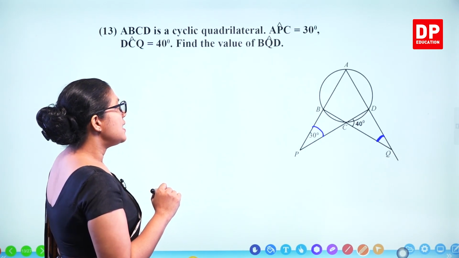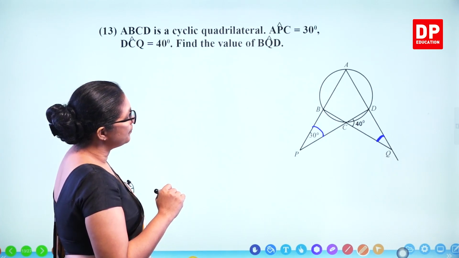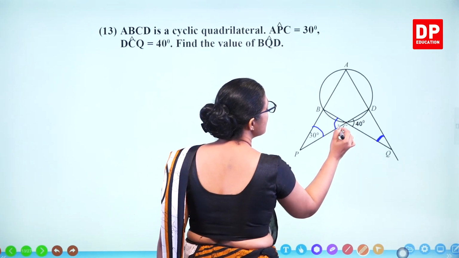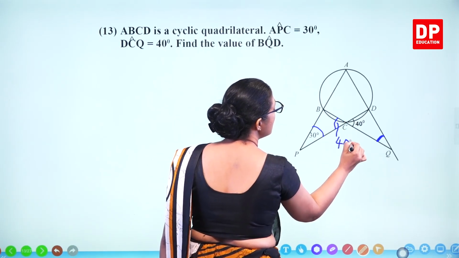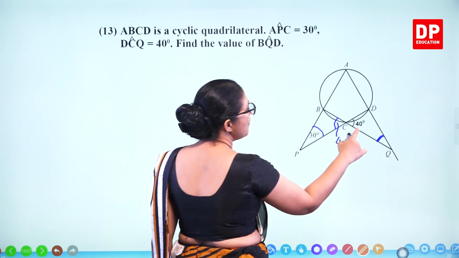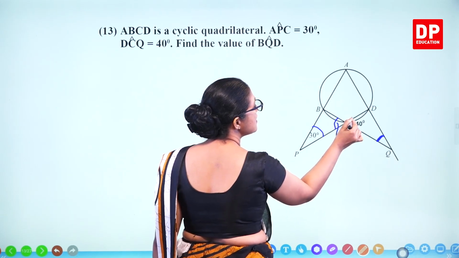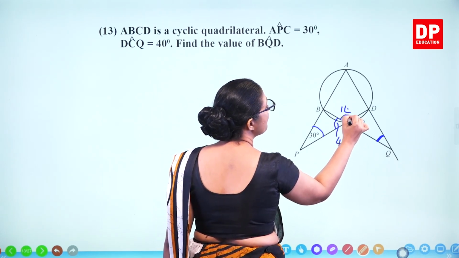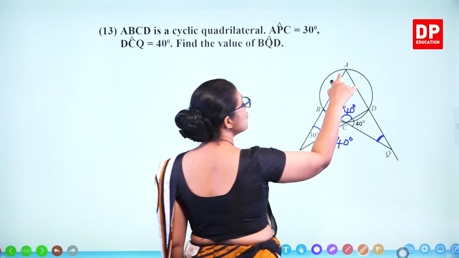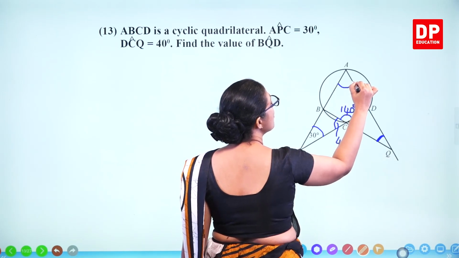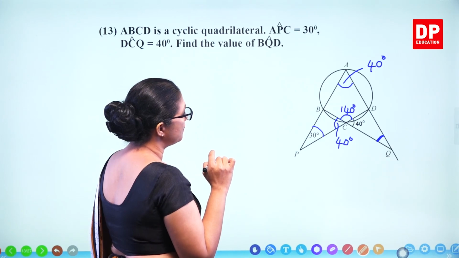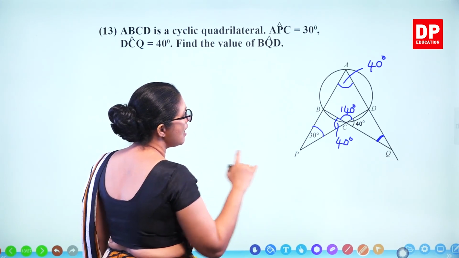So ABCD is a cyclic quadrilateral as well. So if this is 40, this is 40. Opposite angles are equal. So this is 40, and here we can say if this is 40, this is 140. For a cyclic quadrilateral, opposite angles add up to 180. If this is 140, this is 40 degrees. So that's 40. So you need to find out this angle.